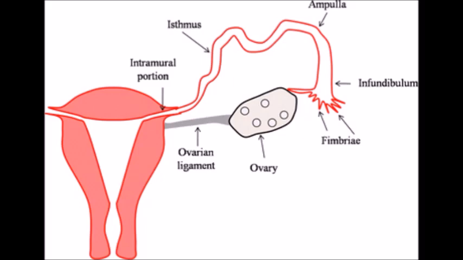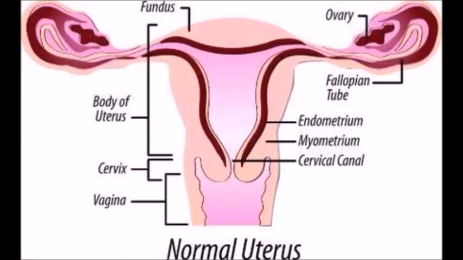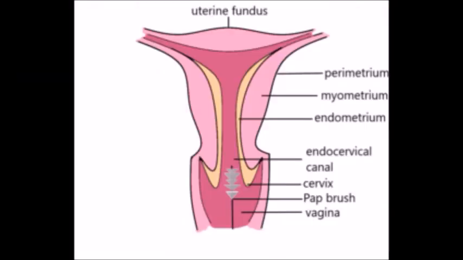The uterus is single and it is also called the womb. The shape of the uterus is like an inverted pear. It is supported by ligaments attached to the pelvic wall. The uterus opens into the vagina through a narrow cervix. The cavity of the cervix is called the cervical canal, which along with the vagina forms the birth canal.